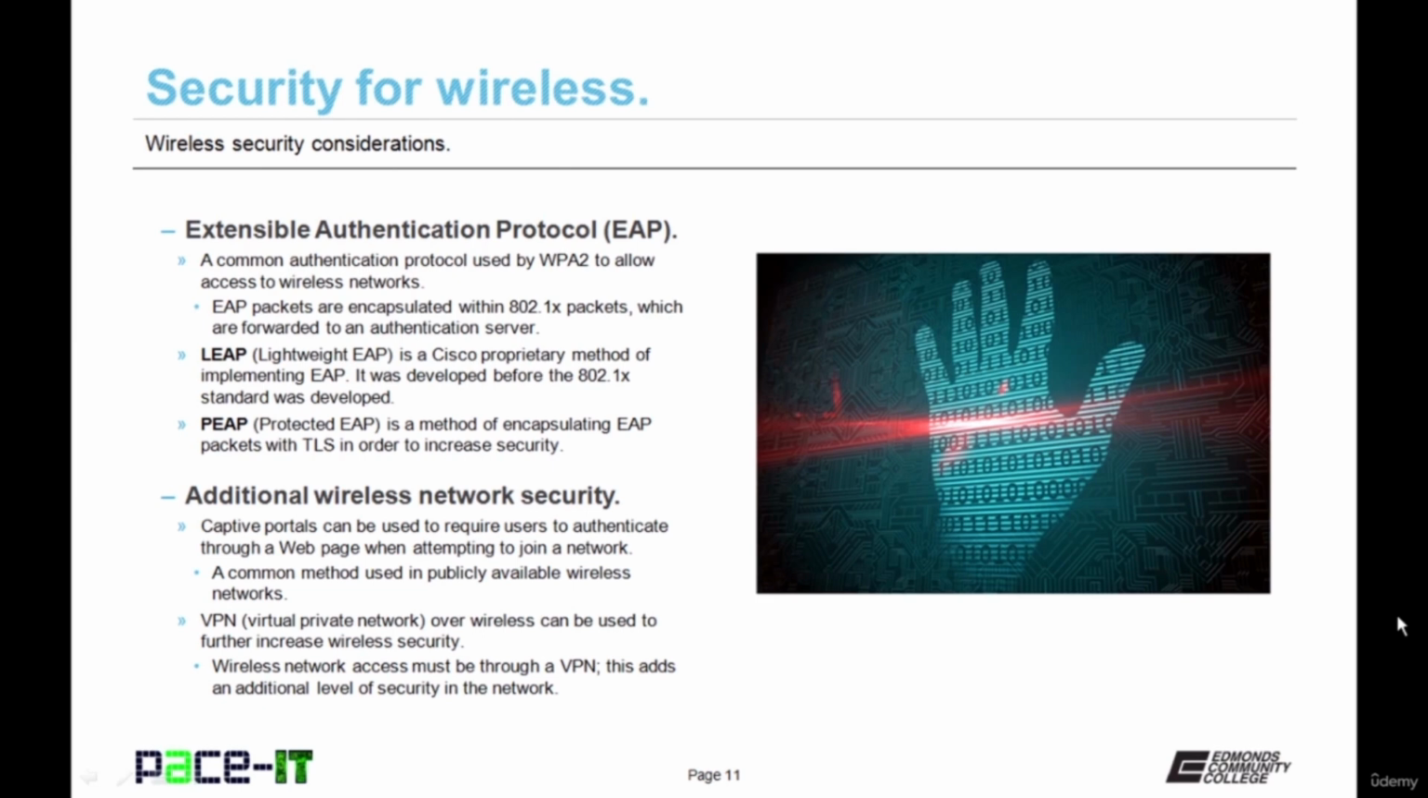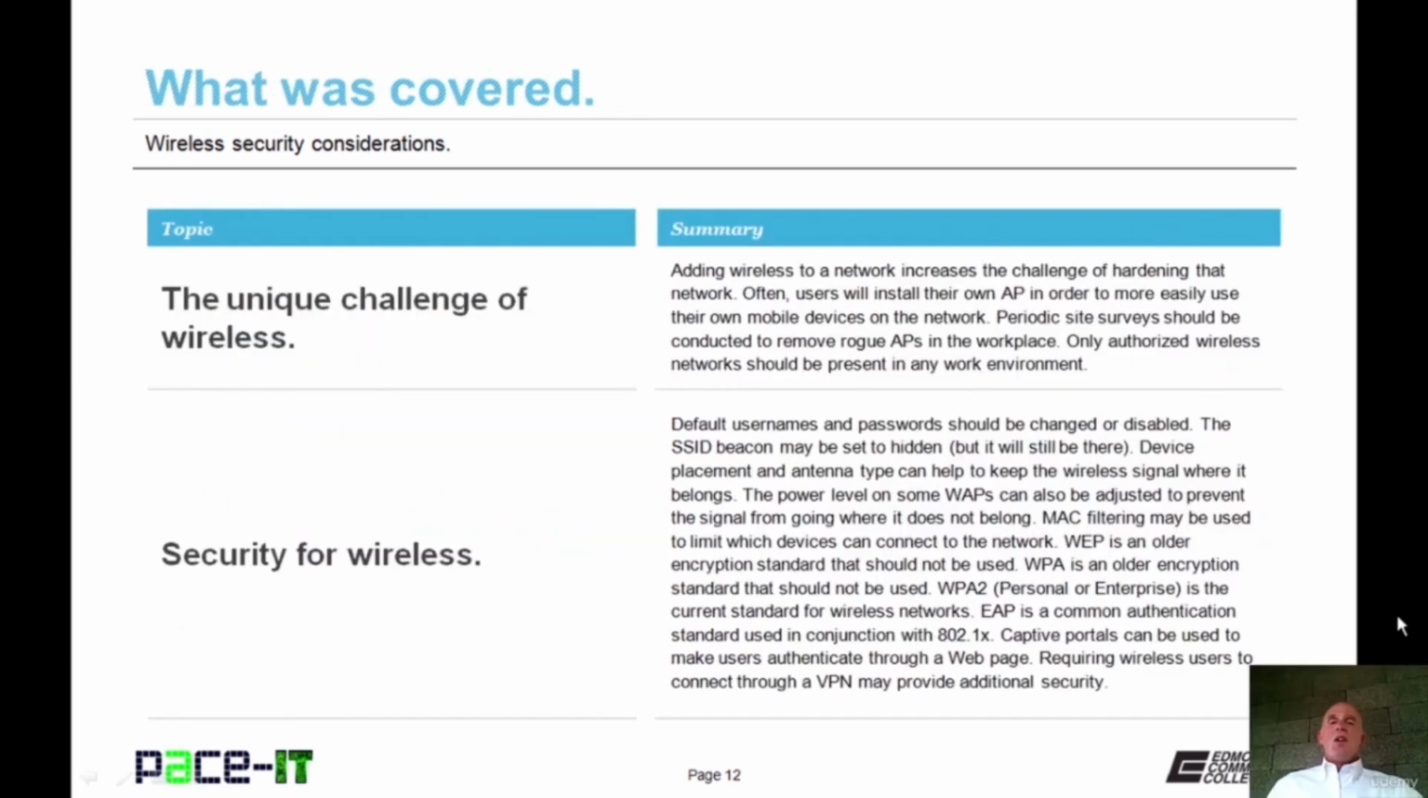Wireless network access must be through a VPN. This adds an additional level of security in the network, as the VPN will implement IPsec as a means of end-to-end security. Now that concludes this session on wireless security considerations.